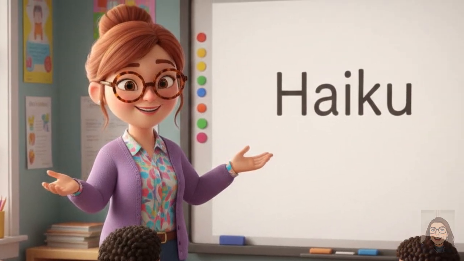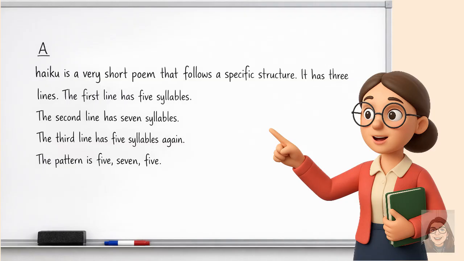Today's teaching tip focuses on how a teacher can guide students to write a haiku. A haiku is a very short poem that follows a specific structure. It has 3 lines. The first line has 5 syllables. The second line has 7 syllables. The third line has 5 syllables again. The pattern is 5-7-5. That's it.